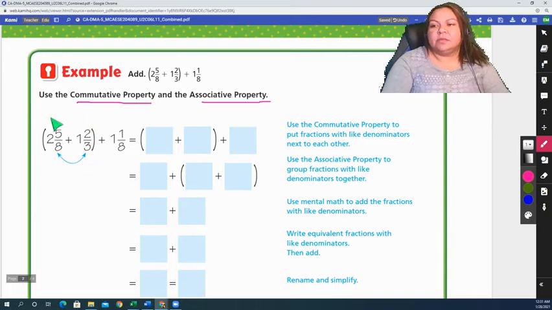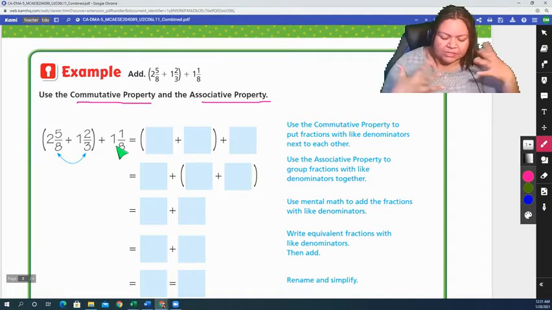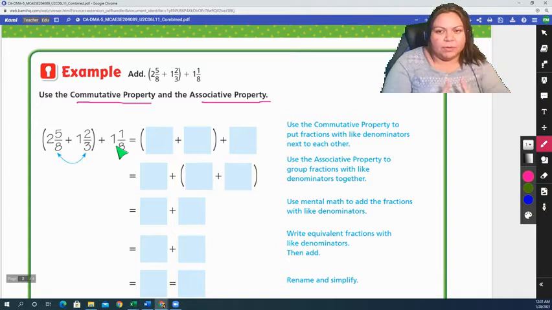Now, here we want to switch the order of the 2 5/8 and 1 2/3, because remember that the associative property only changes the grouping. If I'm switching numbers, I'm changing the order. I cannot include in my parentheses 2 5/8 and 1 1/8 because they're not next to each other. I'm going to repeat that because it might take a little bit to follow along. So let me repeat this.